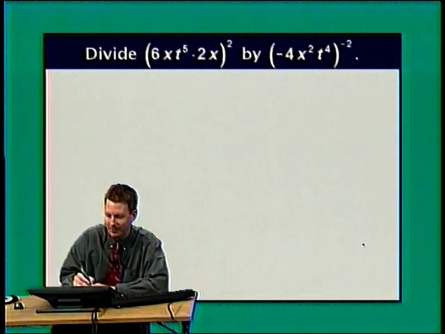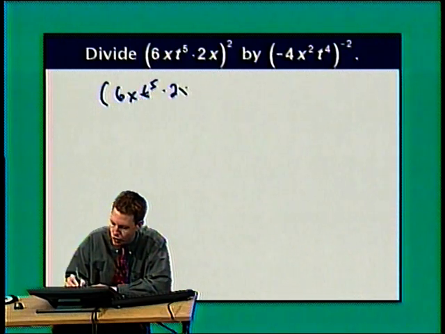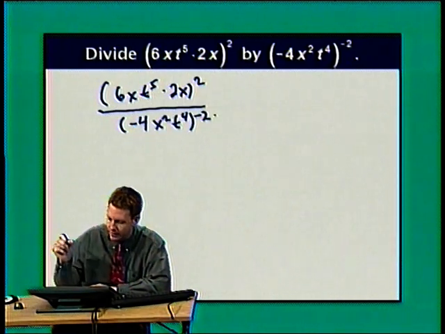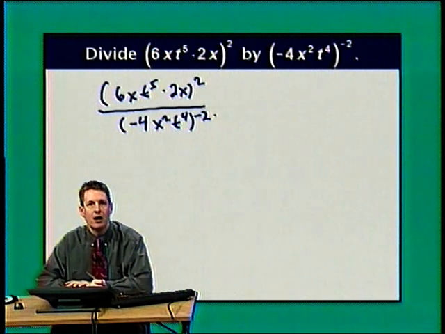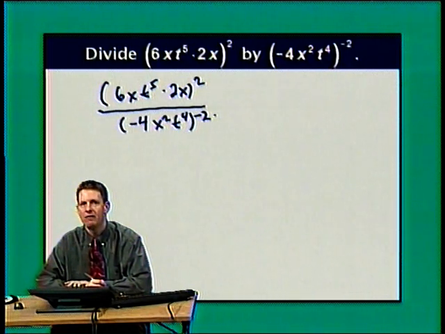How about this problem? 6x t to the 5th times 2x quantity squared, over negative 4x squared t to the 4th, to the negative 2. The first thing I'm noticing in this problem is that in neither base is there any addition or any subtraction. So there's nothing stopping me from immediately applying the rules of exponents.